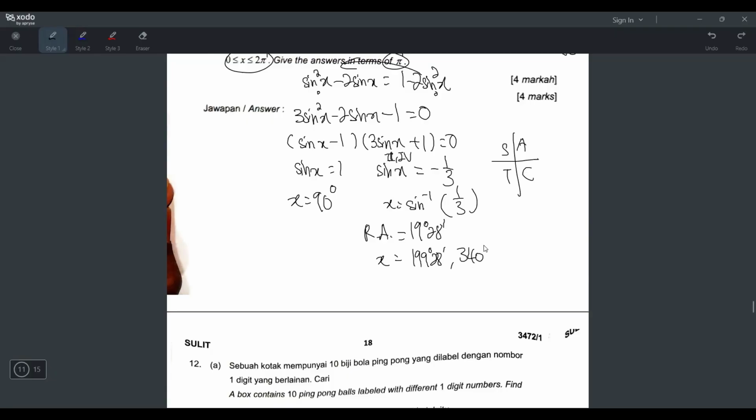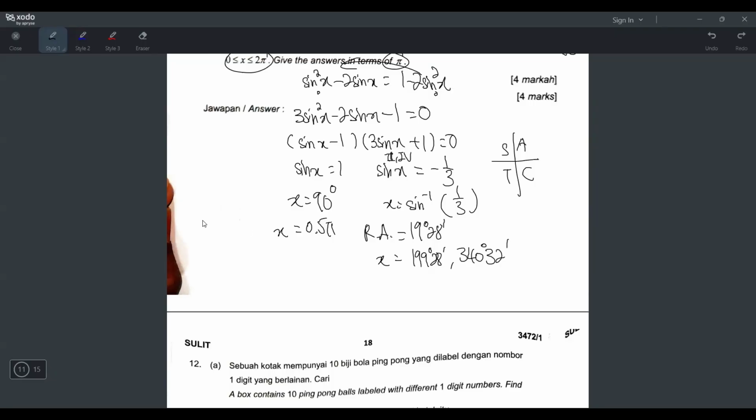So that's the answer. Okay, but the question mentioned in terms of pi. So I think I have to convert to radian. Because in terms of pi means they want it in radian. So how to convert? x equals, okay, if you convert this, it will be 0.5 pi. Because it's 90 times pi over 180, right? And then cut, it is just 0.5 pi, right?